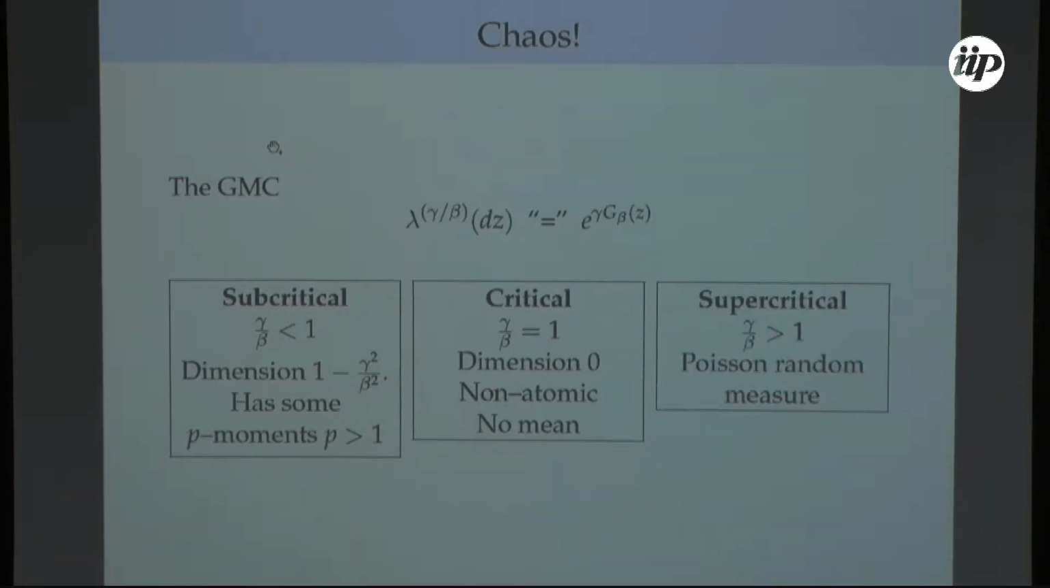And then there's also a supercritical case, which, okay, it's maybe not clear if it's always canonically defined, but at the very least what it should be is a type of Poisson random measure, so you have a random collection of point masses of different weights corresponding to high points of something.